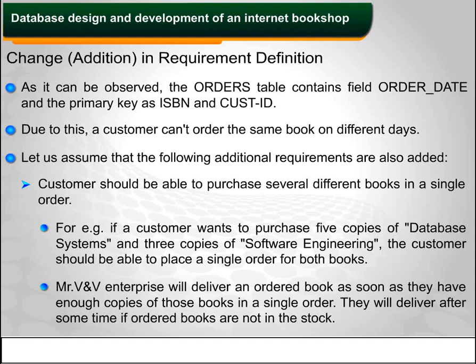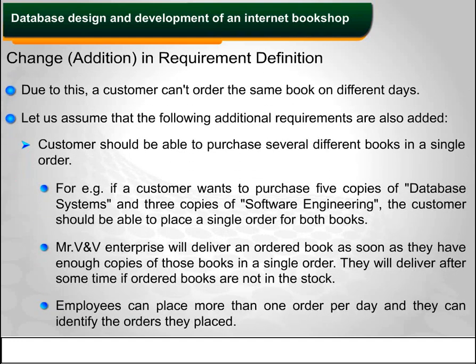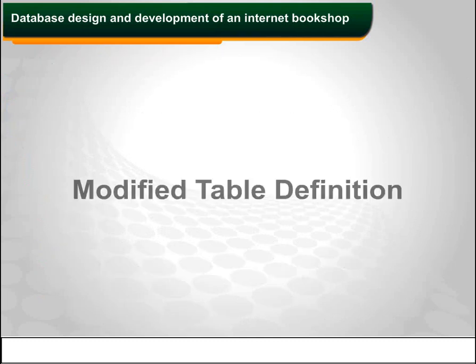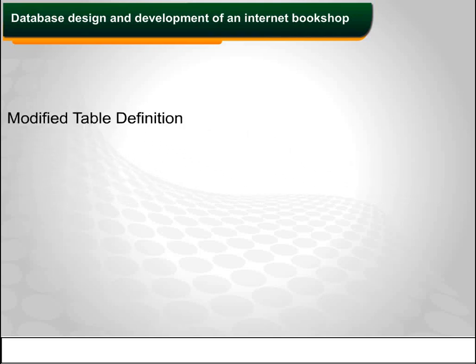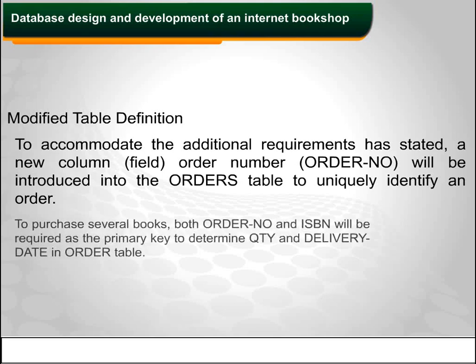Mr. V and V Enterprise will deliver an ordered book as soon as they have enough copies of those books in a single order. They will deliver after some time if ordered books are not in stock. Employees can place more than one order per day and they can identify the orders they placed. Modified table definition. To accommodate the additional requirements as stated, a new column, that is the field order number, will be introduced into the orders table to uniquely identify an order.